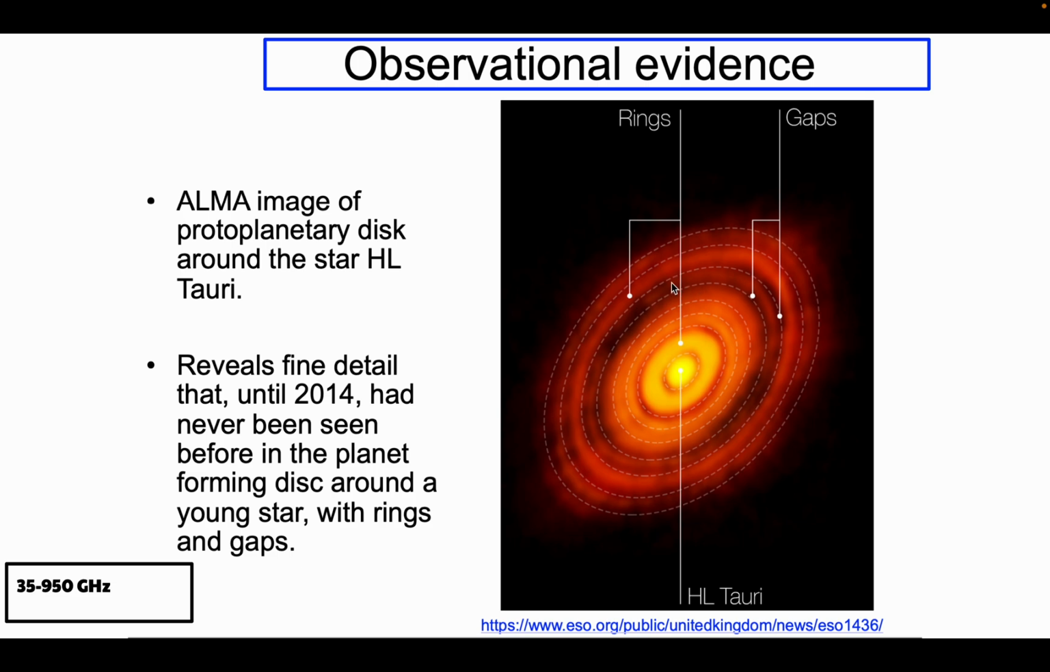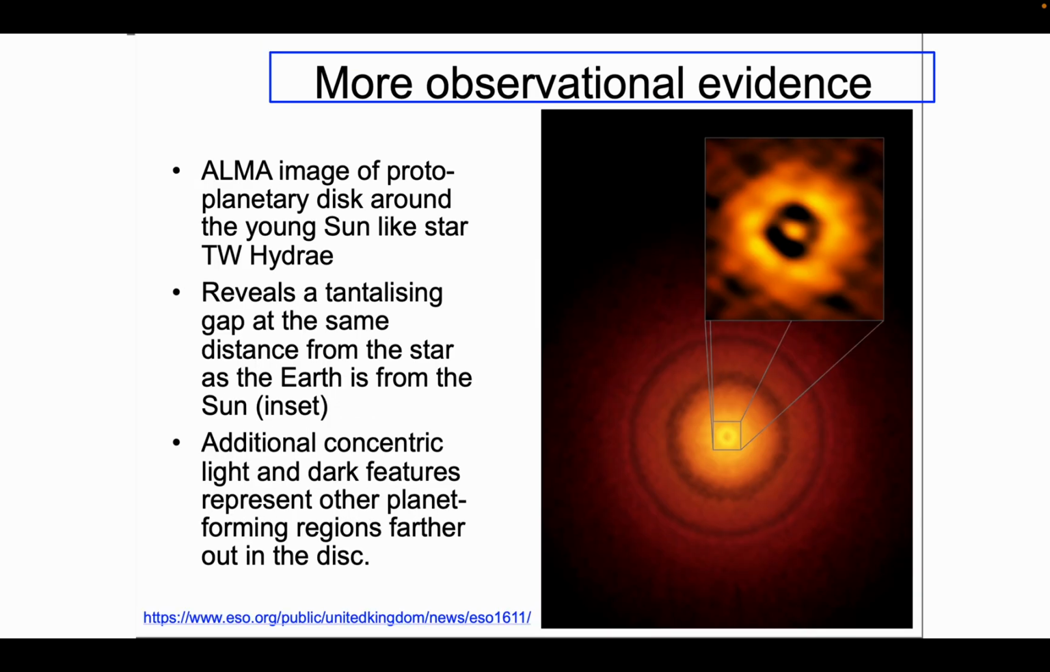Rings, you can see here, those are rings, and between two rings there are gaps. And here is the bright central star, the very young star HL Tauri, at the center. It is believed that in the rings and gaps, the planets get formed. Here is more observational evidence with a higher resolution ALMA observation. This is an ALMA image of a protoplanetary disk around a young Sun-like star known as TW Hydrae. It reveals a tantalizing gap at the same distance from the star as the Earth is from the Sun.